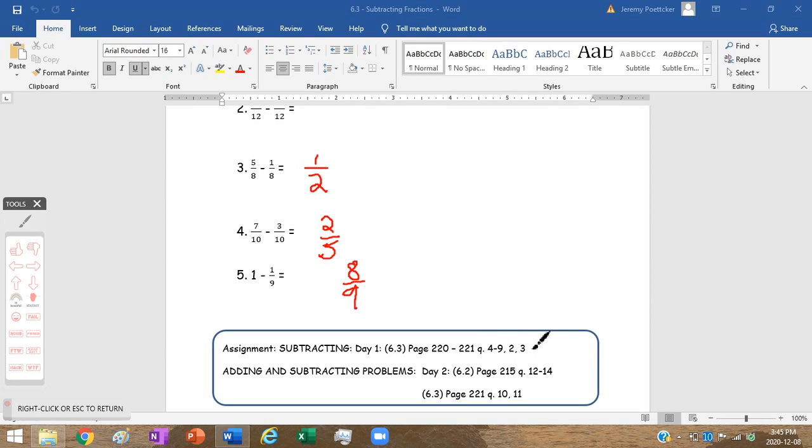That's day 1. Day 2, we've got some adding and subtracting problems, so three questions on page 215. That's from section 6.2, and then a couple more questions from this same section, section 6.3. Questions 10 and 11, and away you go.